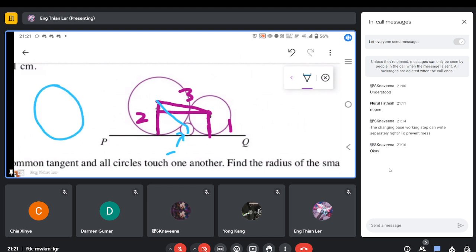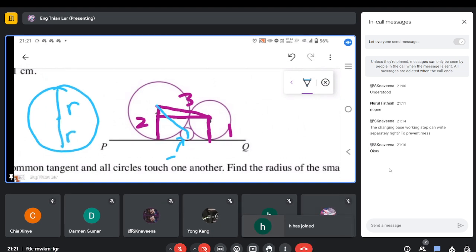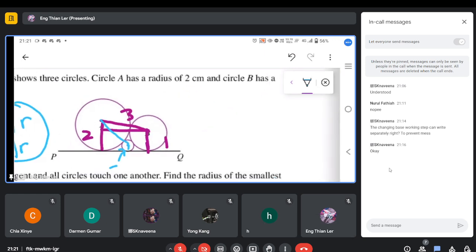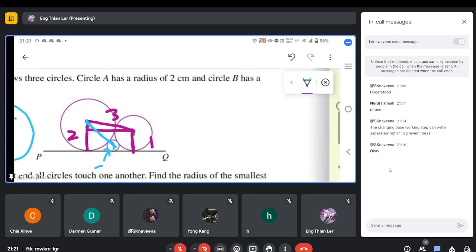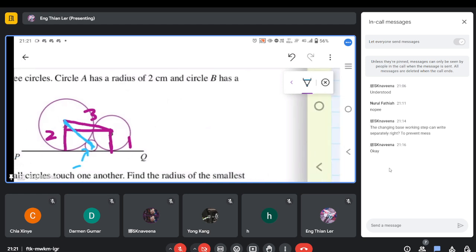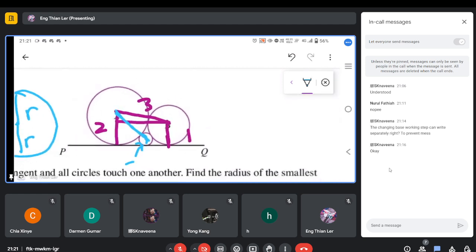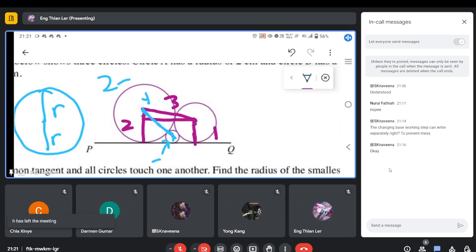Okay, I draw the small circle big. This is the small circle. This is R. And this will be also R. Right? So this is R. But this is 2. This 2 collides with this circle. This line will become 2 plus R. This line becomes 2 plus R.